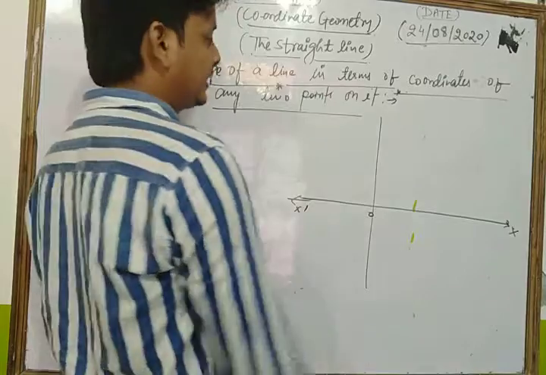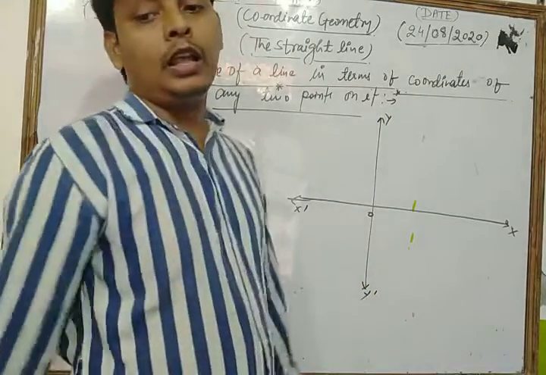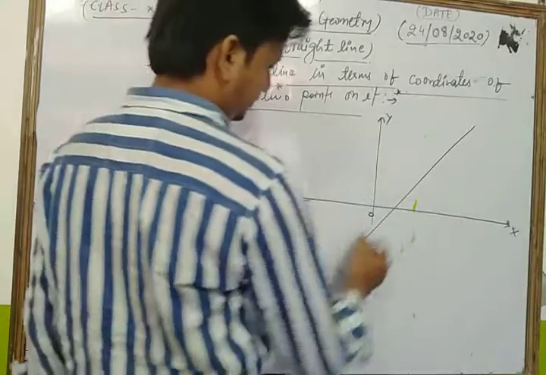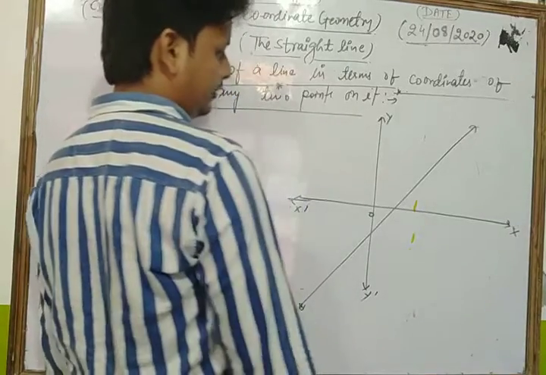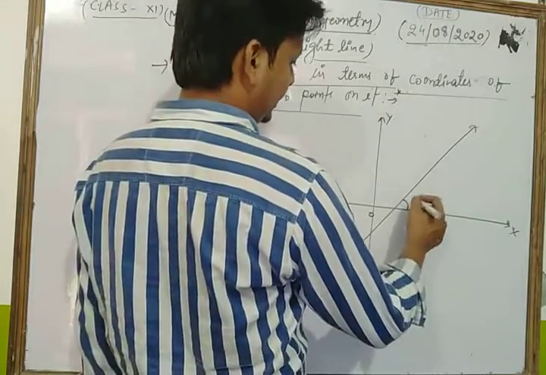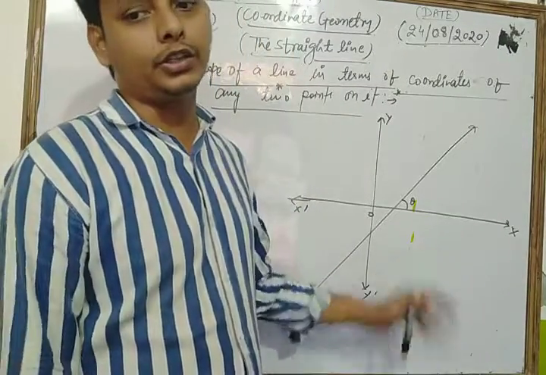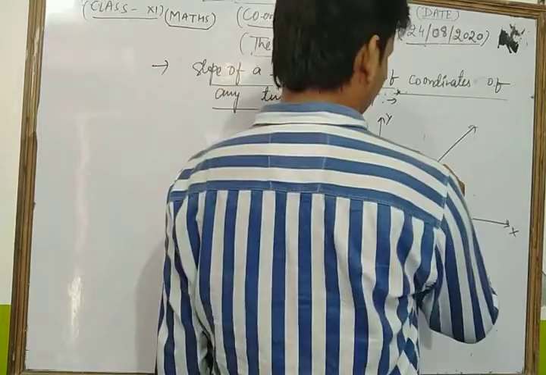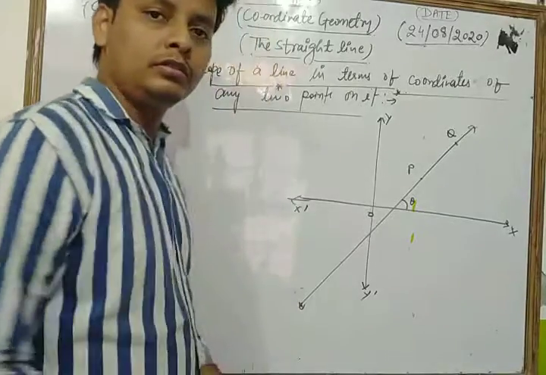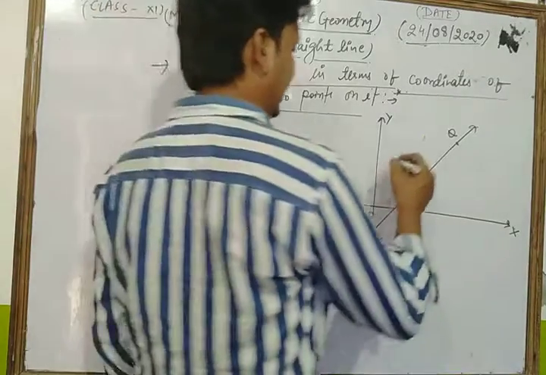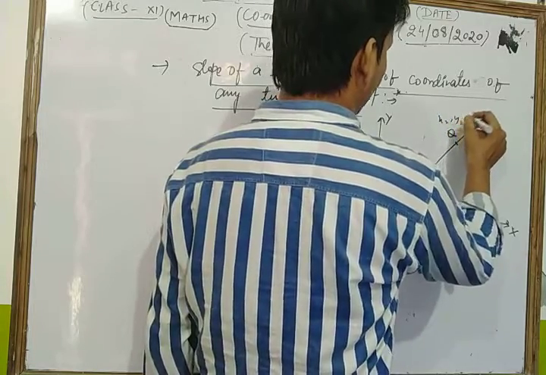Suppose x dash is the x axis and y dash is the y axis. Now suppose a line passes through the x axis and y axis and makes an angle theta with the positive direction of the x axis in the anti-clockwise direction. Now let us take 2 points P and Q on the line having coordinates x1, y1 and x2, y2.